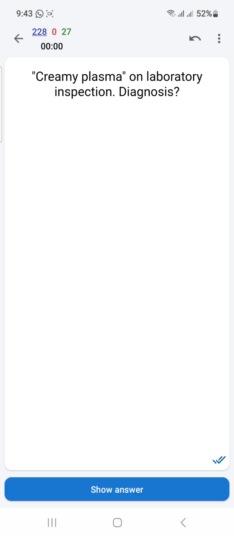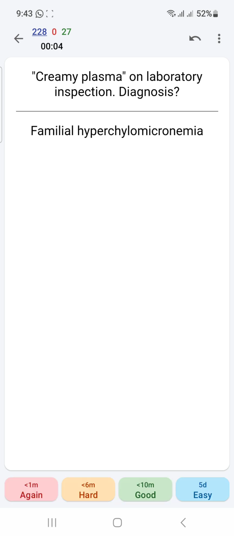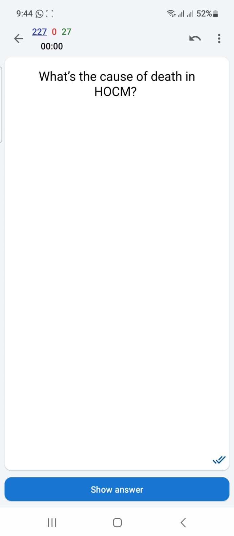Easy. Creamy plasma on lab inspection: familial hyperchylomicronemia. Easy.